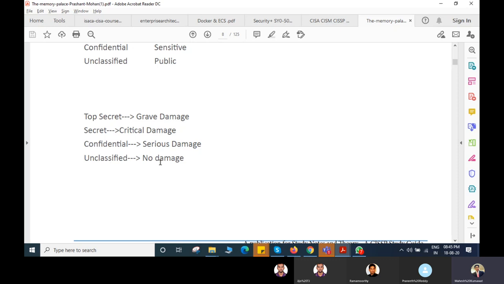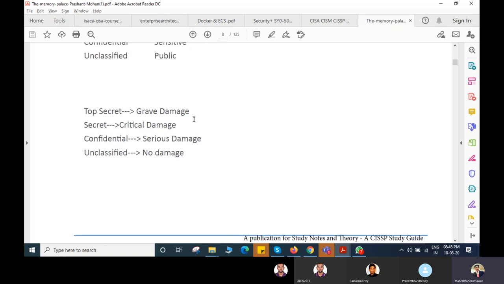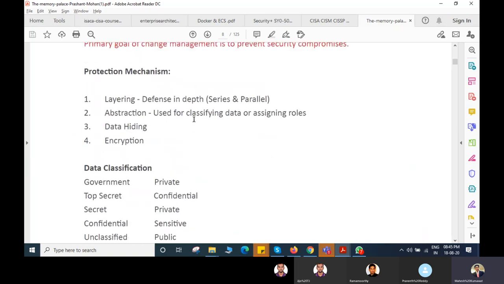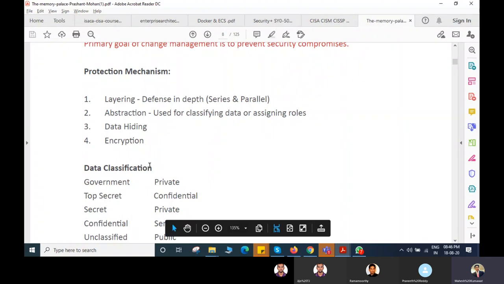Suppose you have unclassified data, some files you downloaded from Google for learning purposes, and these files are compromised, then nothing is lost for you, because you can go to Google again and download them. Confidential data is serious damage, and top secret is grave damage, meaning your top secret data will be leaked. So when you go to protection of information security, make sure you categorize the data into different classifications.